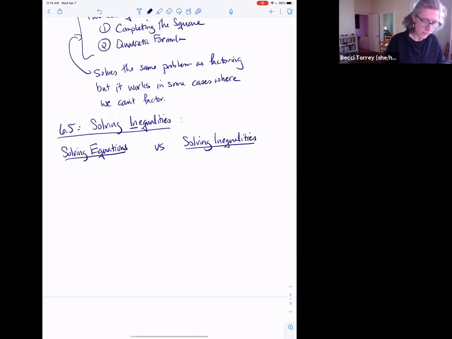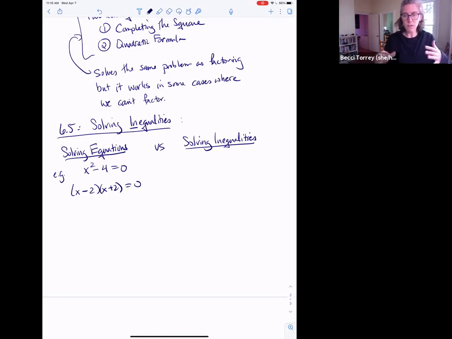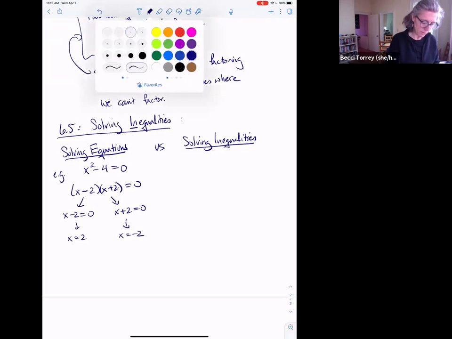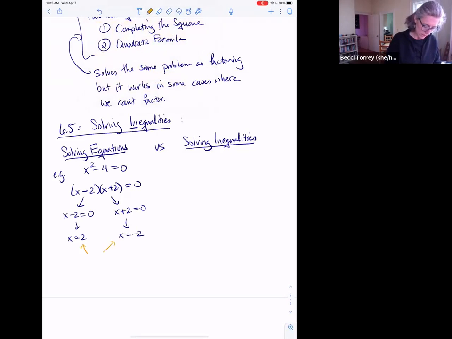So solving equations. Let's look at an example, something that we're very familiar with by now. For example, x squared minus 4 equals 0. This is an equation with an equal sign, and we know how to handle this, right? We can factor the left side. We have x minus 2 and x plus 2 equals 0. And then we have the zero factor principle. When you're multiplying 2 things and you get 0, that means one of them has to be 0. So either x minus 2 equals 0 or x plus 2 is equal to 0. So we get x equals 2 or x equals minus 2. This should be very familiar to you. And we get exactly 2 solutions.